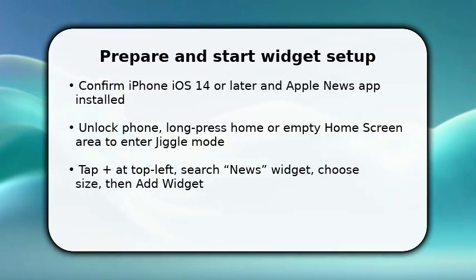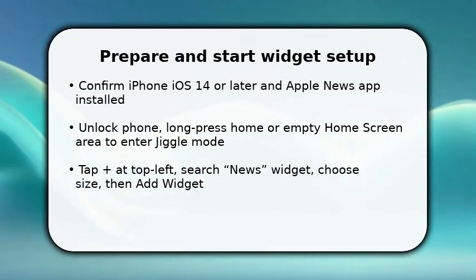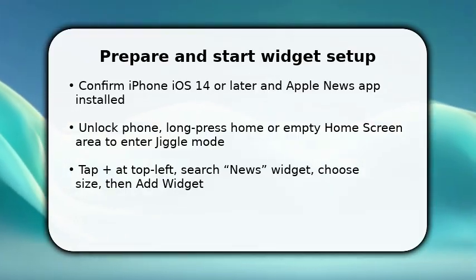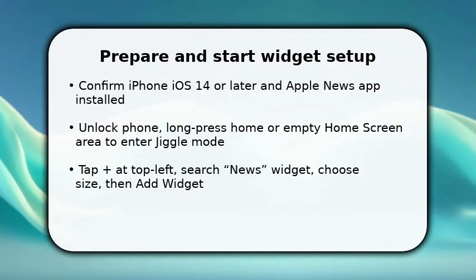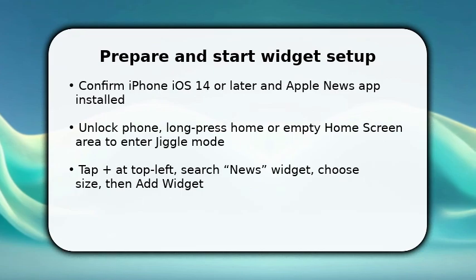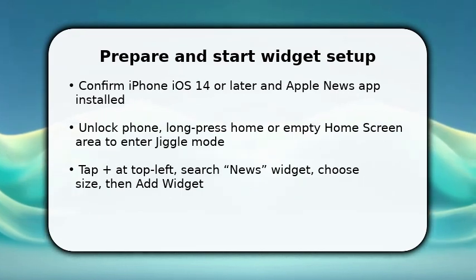Next, tap the plus button in the top left and type News into the widget picker so you can see sizes. Pick a size that fits your layout, small, medium, or large, then tap Add Widget. Make sure the widget appears before exiting jiggle mode, so placement is immediate and correct.